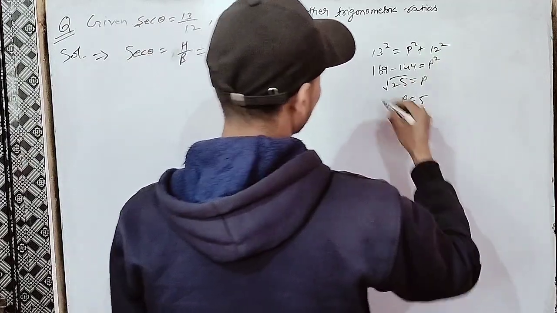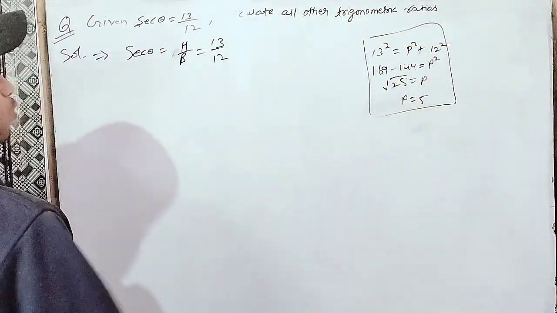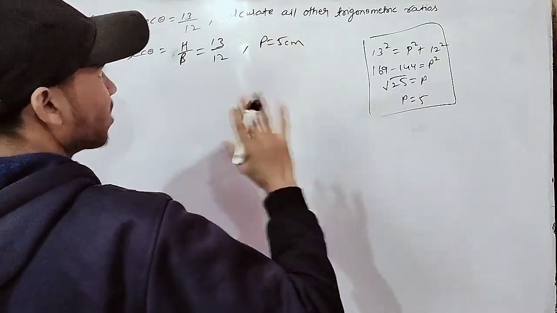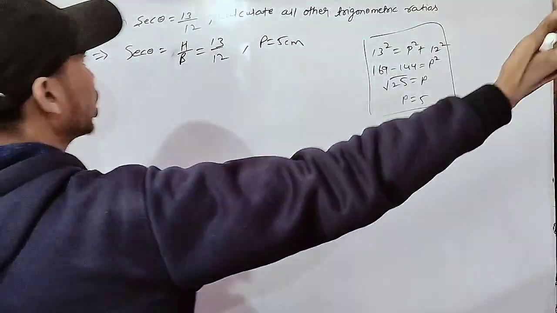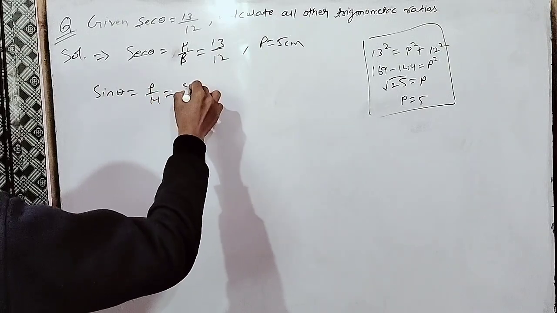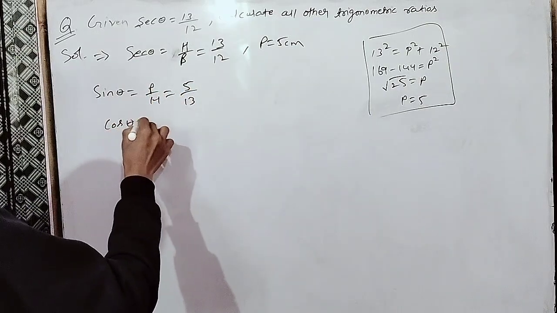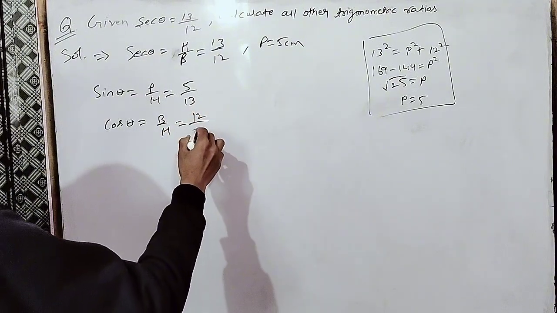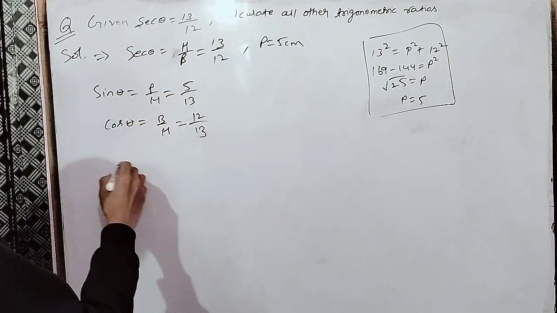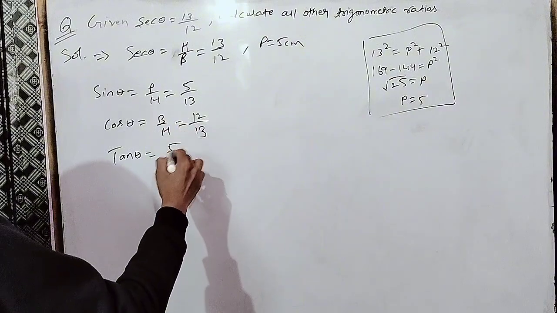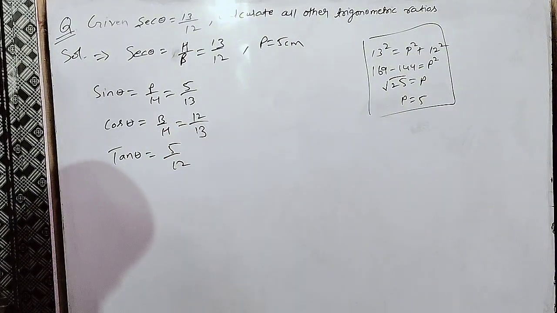Clear? 25, then P is 5. To find the perpendicular, we have P, which is 5 centimeter. Now we are comfortable finding the value of all trigonometric ratios except sec theta. First, let's take sin, which is P by H, so 5 by 13. Then cos, which is B by H, and B is 12 and H is 13. Then tan would be P by B, 5 by 12. It's very simple now.